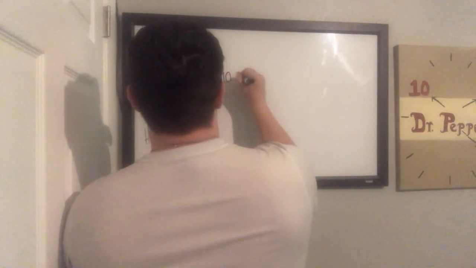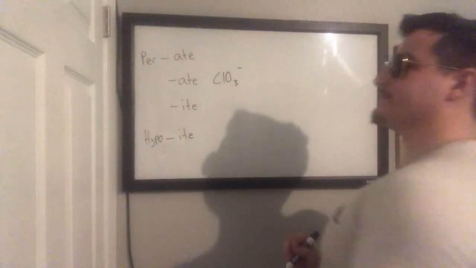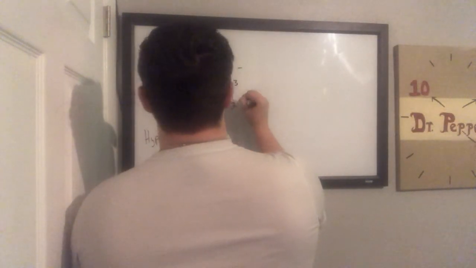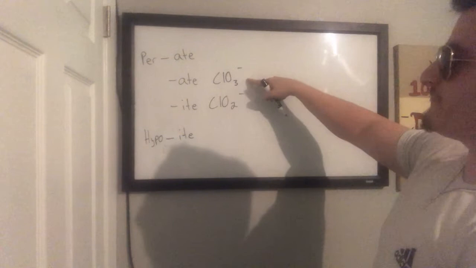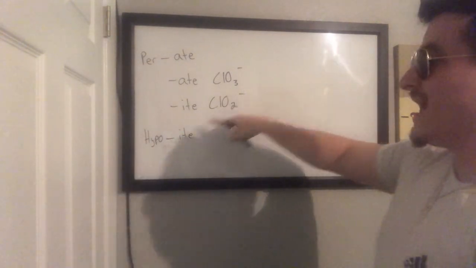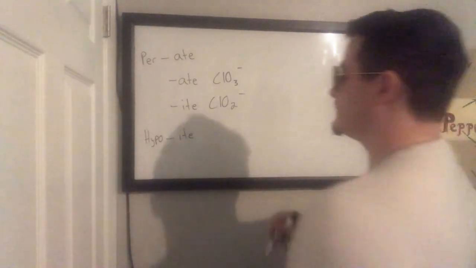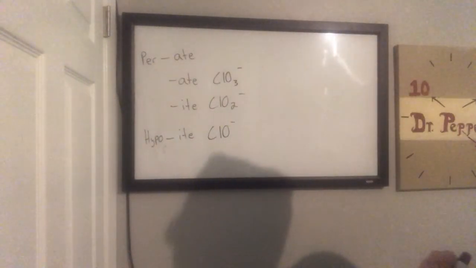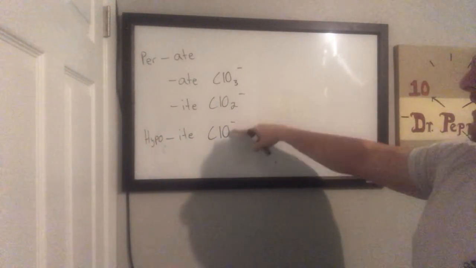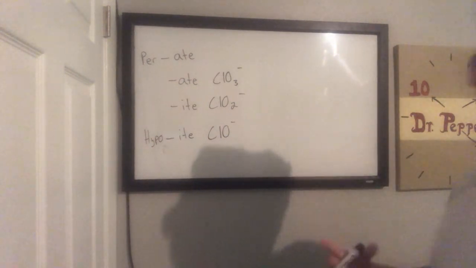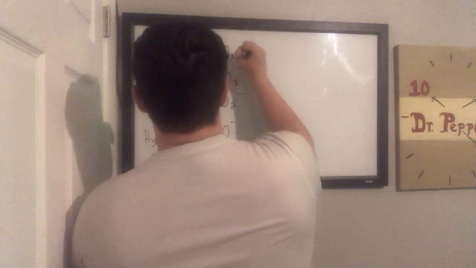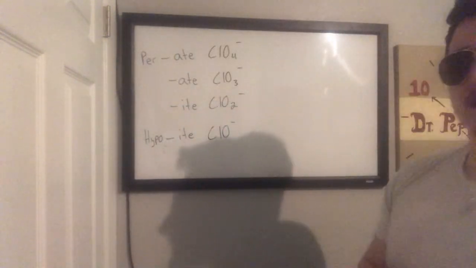Chlorate is ClO3 with a charge of -1. Chlorite is ClO2 with a charge of -1. The only difference is I lost an oxygen. Hypochlorite is ClO with a charge of -1. So it once again lost an oxygen. You can kind of guess the pattern here, even if it's not right in front of you. Perchlorate, you guessed it, we gain an oxygen.